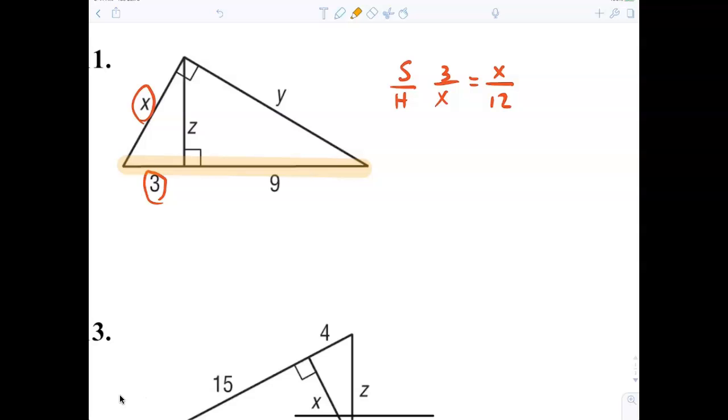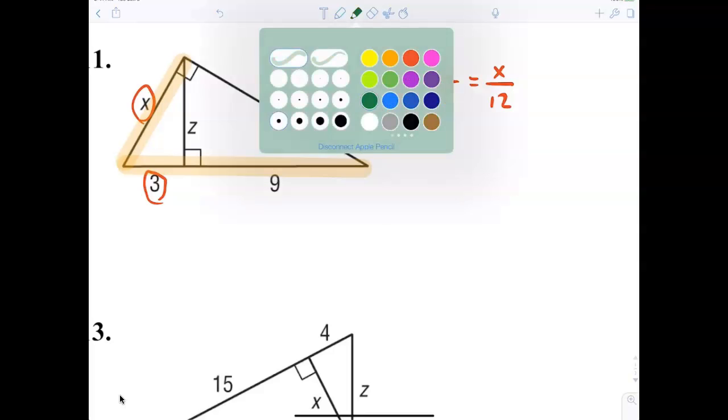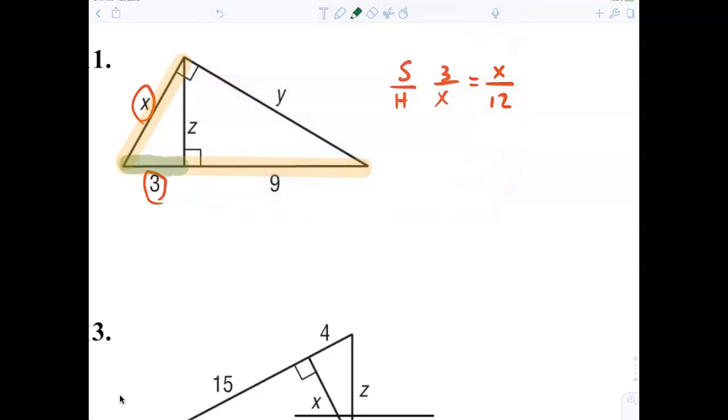So I did short leg to the hypotenuse, and then I did short leg to the hypotenuse. And those are proportions. That's how they're talking about the geometric means. So again, we're just saying x squared equals 36. So x was equal to 6. Everybody okay with that?